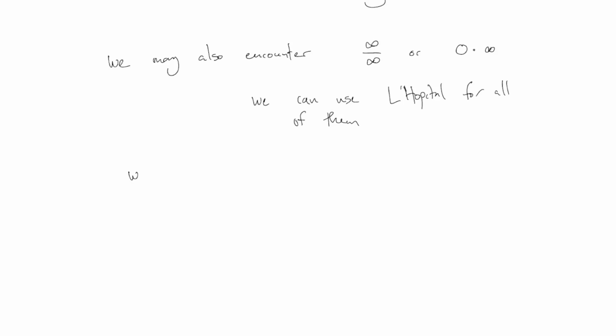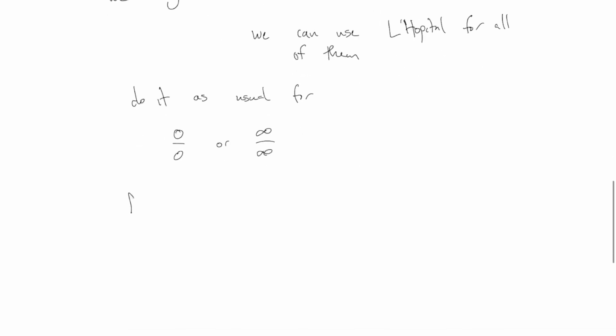So I'll just say, do it as usual for 0 over 0 or infinity over infinity. As usual, I mean you take the derivative on the top and on the bottom. If it says 0 times infinity, I'll write this as a separate line here. For 0 times infinity, rearrange it to force it into a fraction. Because the whole point of L'Hopital's rule is you look at a fraction and you take the derivative on the top and on the bottom.